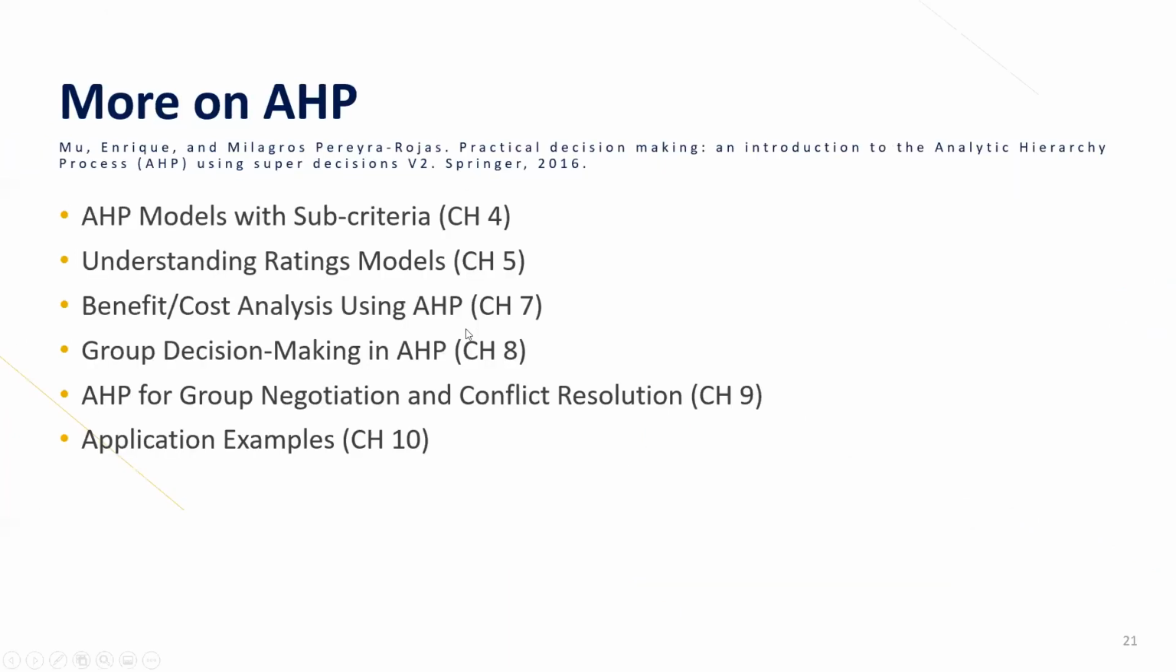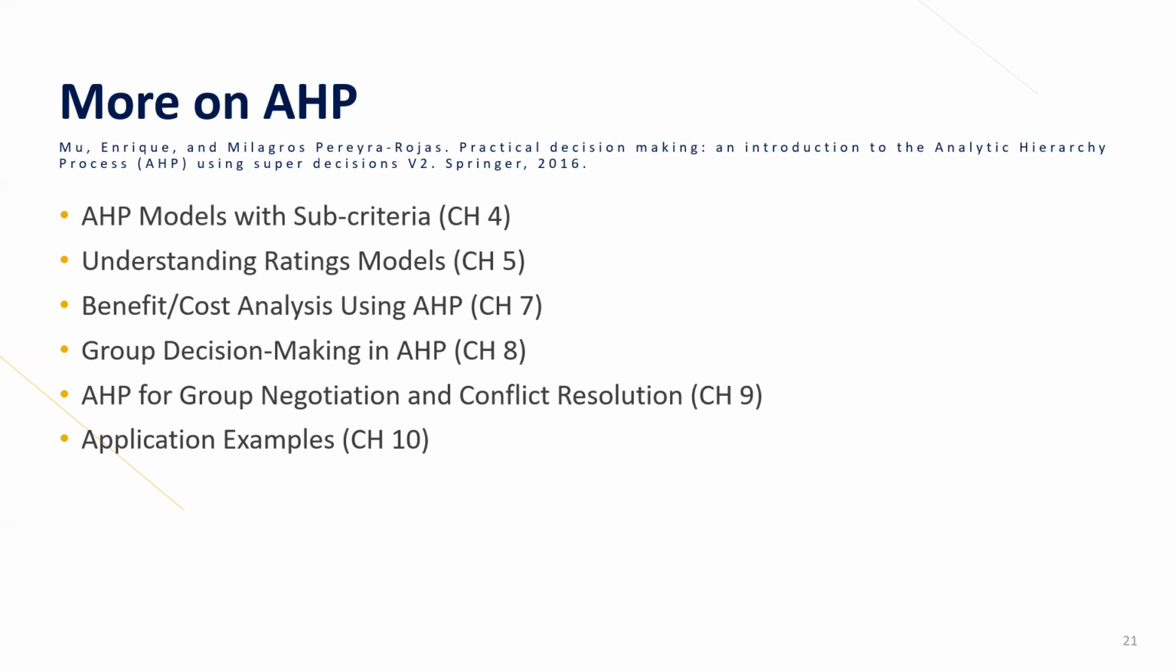For example, the AHP that we saw earlier only uses 3 simple criteria, but actually those criteria might have a more complex structure, like sub-criteria, and how to address that, the software is able to do that. The method of AHP is also able to do that. And there is another type of AHP called ratings models. You can also explore that. It is discussed in the book in that particular chapter. And then you can also use the AHP to do a benefit or cost analysis.